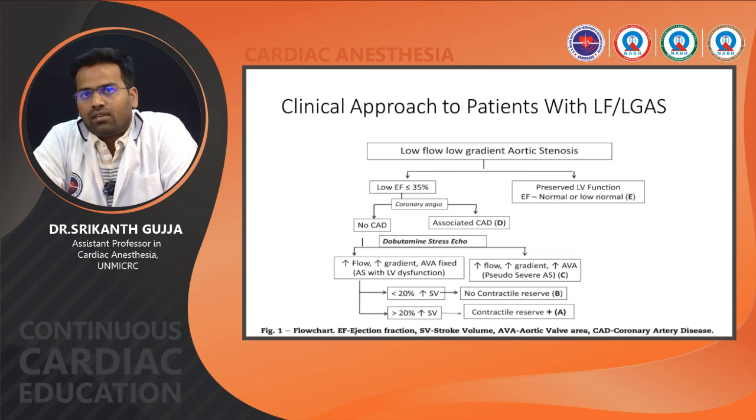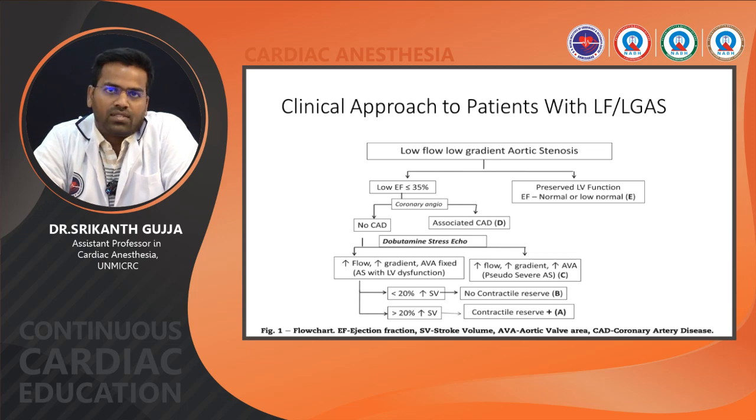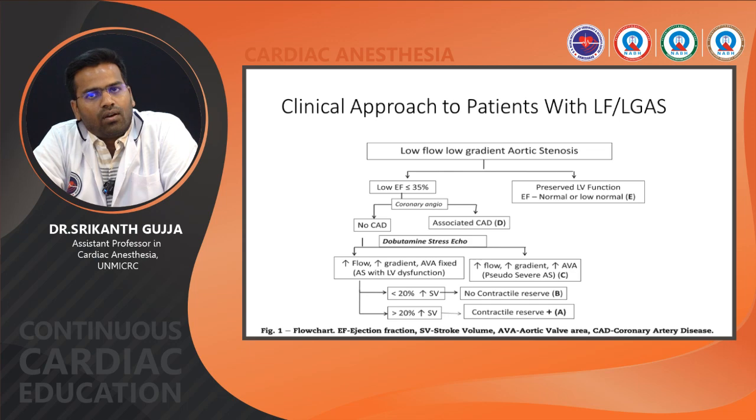In this flow chart, one more point we discuss is whether the patient has a contractile reserve or not, and how we decide. Patients who have more than 20% increase in stroke volume with the dobutamine stress echo are considered as patients with contractile reserve. Patients with less than 20% increase in stroke volume will be considered as having no contractile reserve. This is also useful as a prognostic indicator. Patients with poor contractile reserve or no contractile reserve have a high risk for surgical AVR, and they have a poor post-operative outcome.